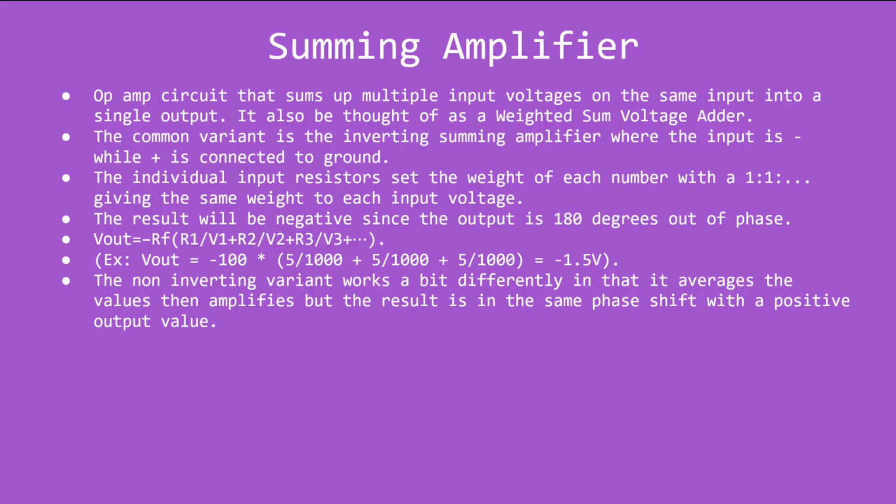The non-inverting variant can work a bit differently in that it averages the values and then amplifies the result, with the result being in the same phase with a positive output value.